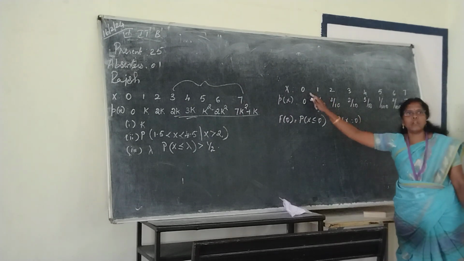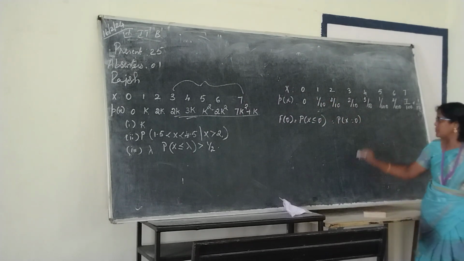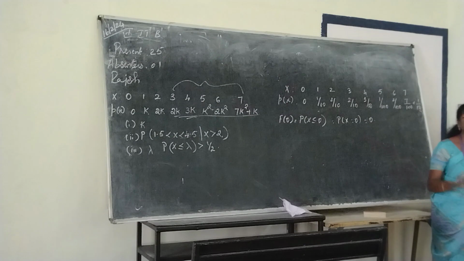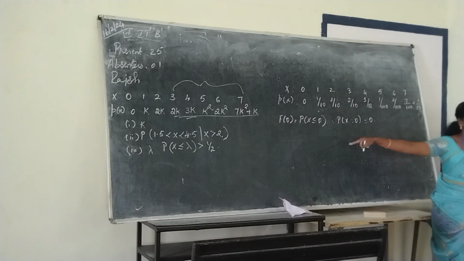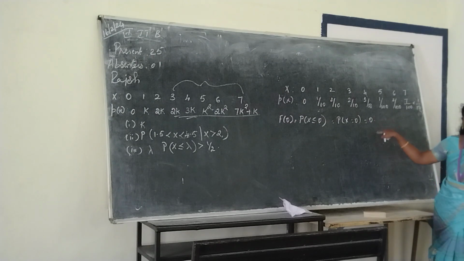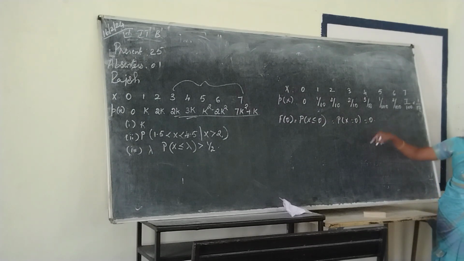X equal to 0. What is the probability value? 0. Okay, what is the target mark? The value should be greater than 1 by 2. That is the condition. So whether this is greater than 1 by 2? No. Go for X equal to 1.